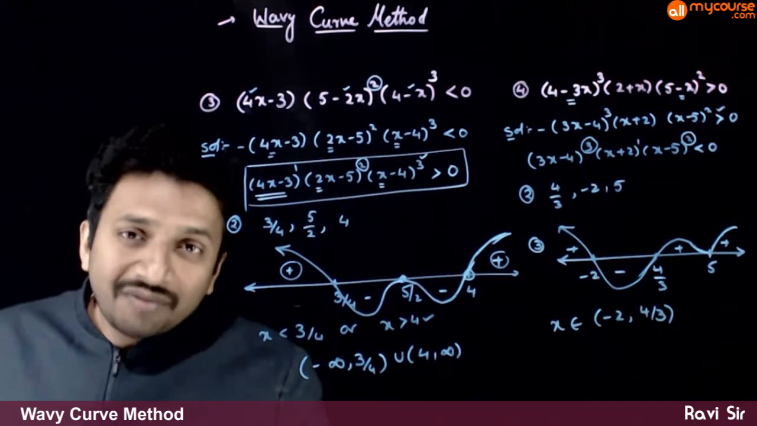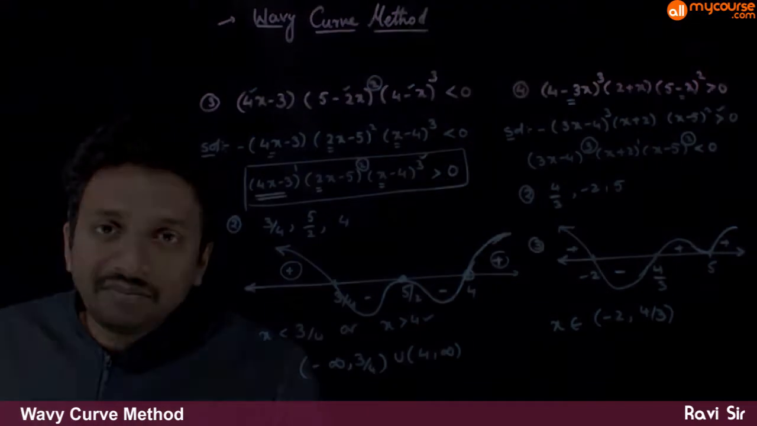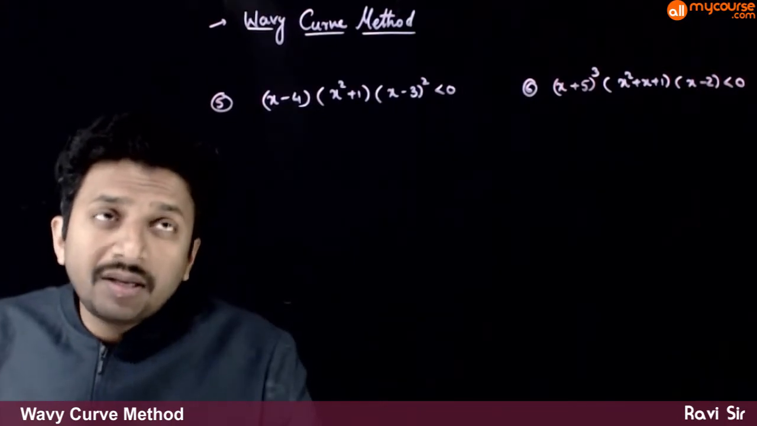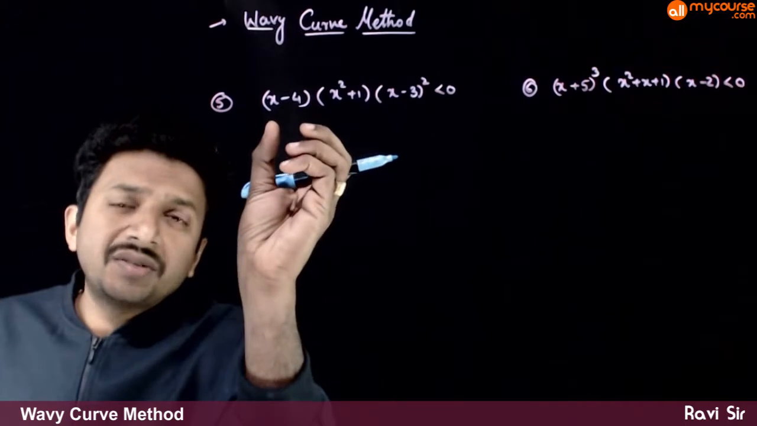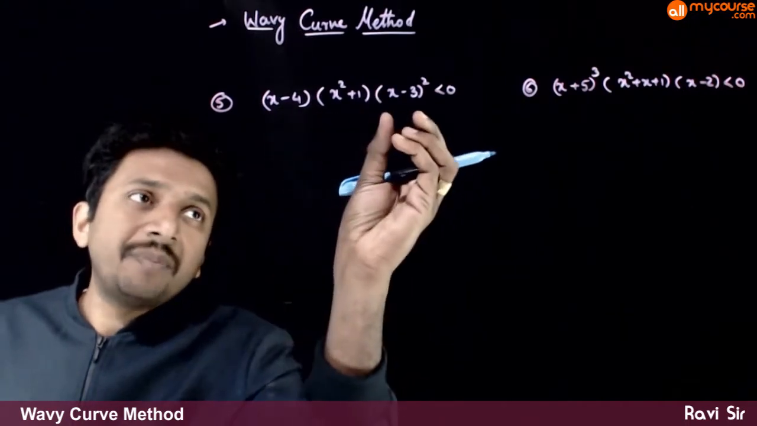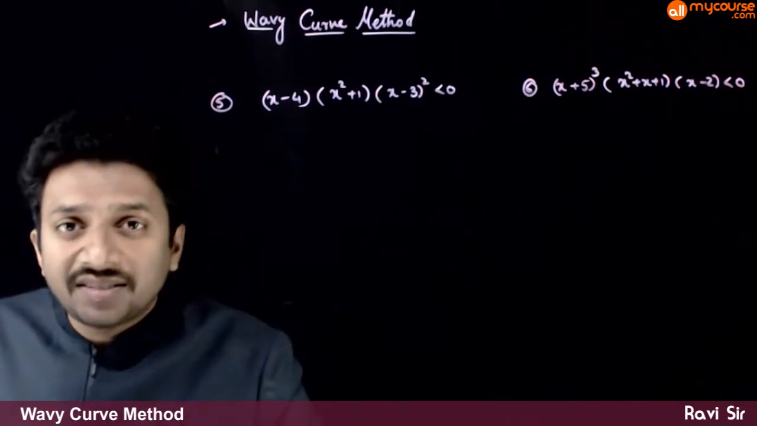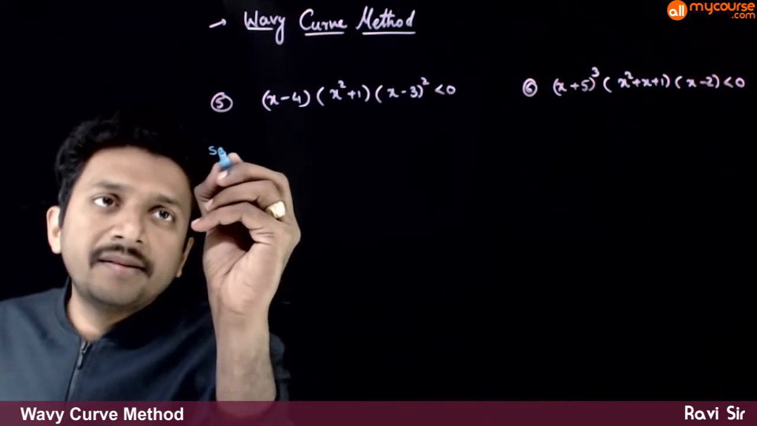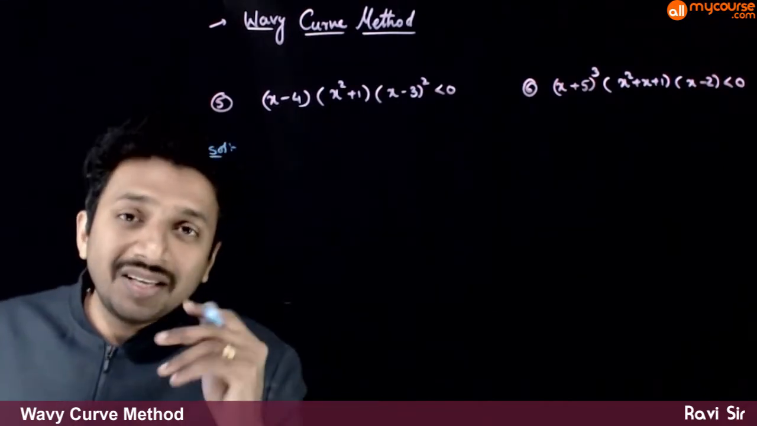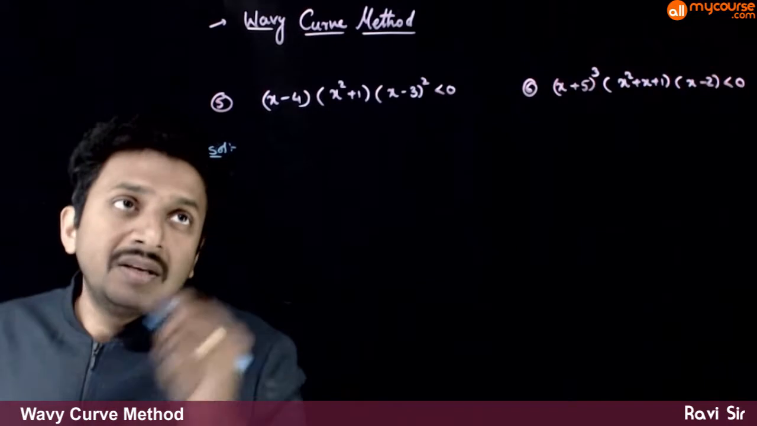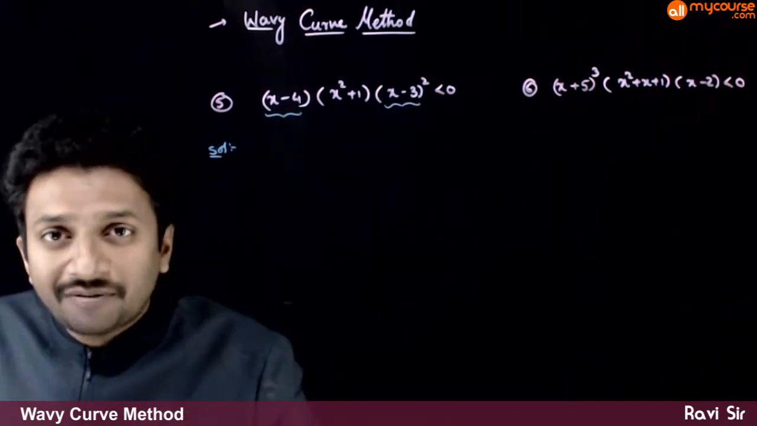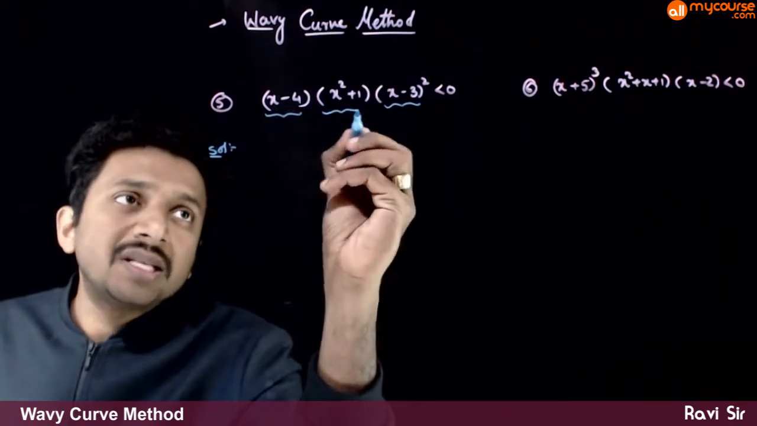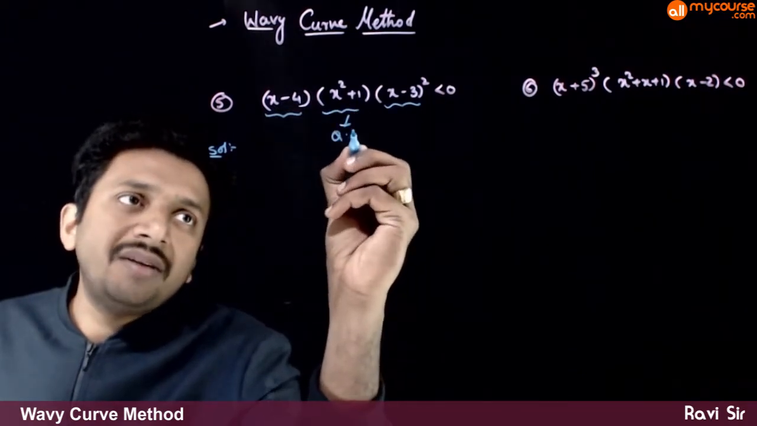So now let us see further more examples. Let us look at still more examples. So let us see this question. X minus 4 into x square plus 1 into x minus 3 whole square is less than 0. So the first question is, is this a factorized inequality? So x minus 4 is a linear factor. X minus 3 whole square is also a linear factor. But x square plus 1 is a quadratic factor.